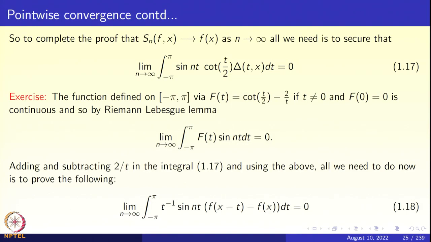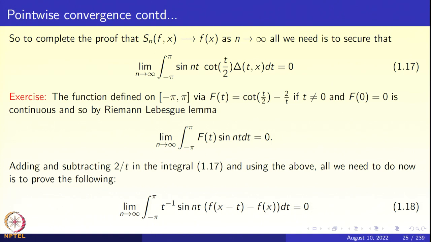Now, to complete the proof that S_n f(x) converges to f(x) as n tends to infinity, we need to secure that the second of the two integrals in 1.15, integral minus pi to pi sin nt cot t by 2 delta(t,x), must go to 0. This integral must go to 0. How do you do that? First of all, let us do a simple exercise. Let us define a function capital F of t equal to cot t by 2 minus 2 by t if t is not equal to 0, and F of 0 is 0. How does cot t by 2 behave near the origin? Well, what is cotangent? 1 upon tangent. How does tan theta behave? Tan theta is approximately theta.